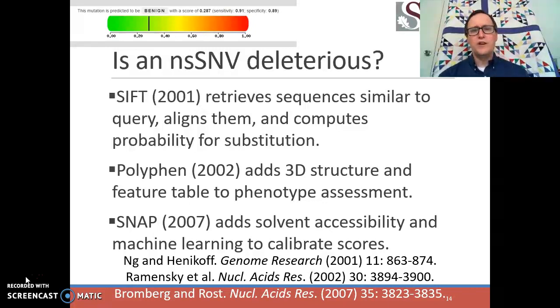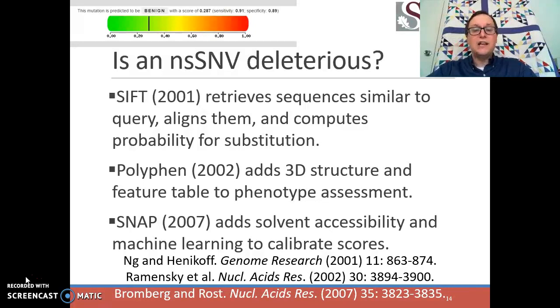So we want to know, for some novel sequence variant that we've detected through genetic screening, is it deleterious or is it tolerable? Is this gene causing an alteration to the protein's function that might be produced for this gene? So the story for how we pursue that answer dates back all the way to 2001.